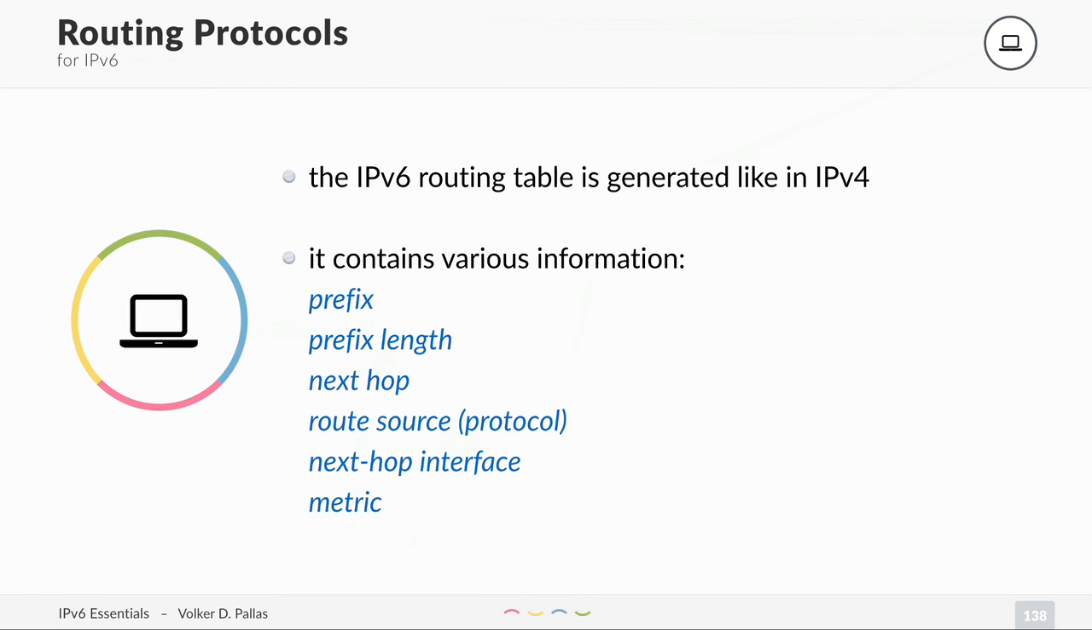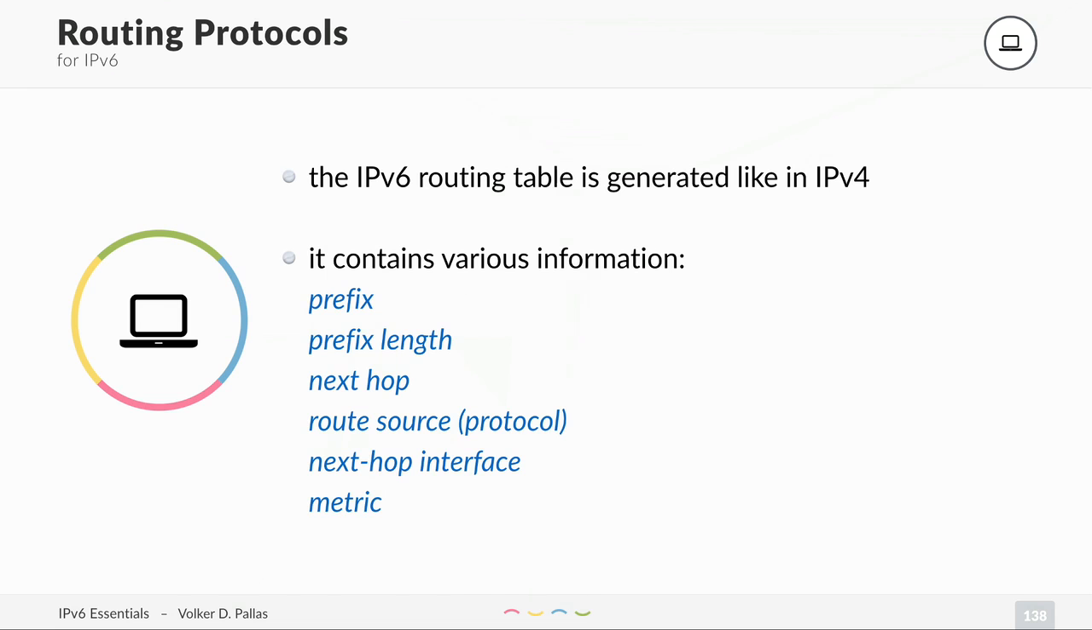We have different information with the prefix, which you can also call the route, with the prefix length, that's the slash notation. We have a next hop, that's the gateway for this destination. We have a route source. So in the table, you have the protocol which the route comes from. You have a next hop interface. That's the outgoing interface where the next hop resides. And you have a metric that you can use if you have two of the same routes, but you want to prefer one, you can set a different metric.